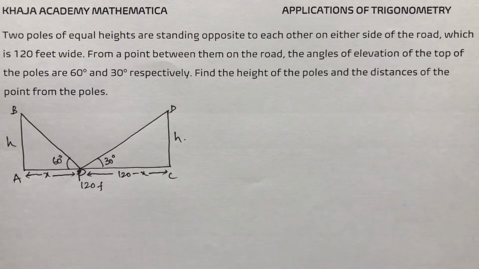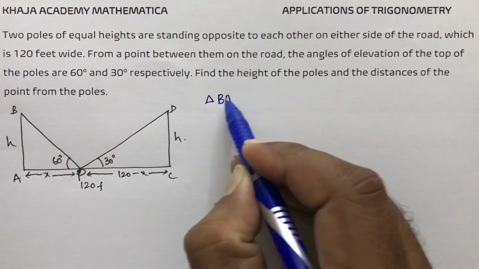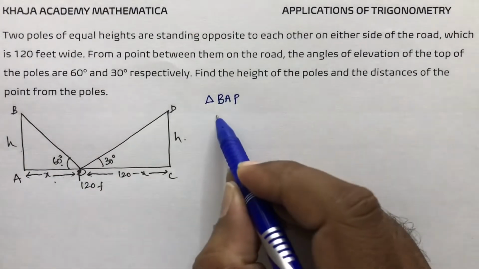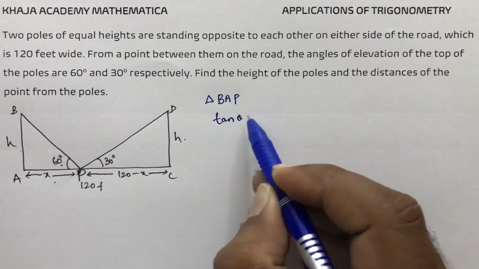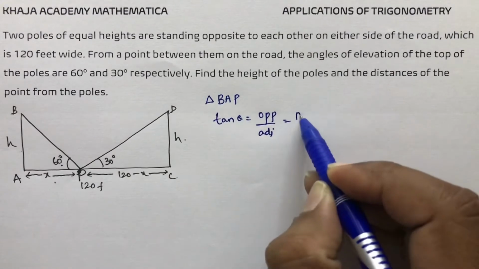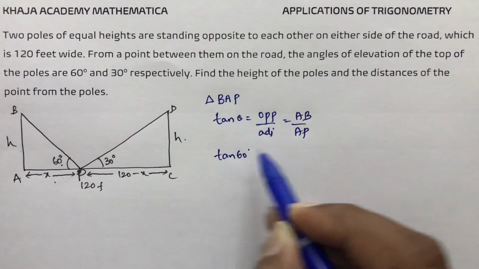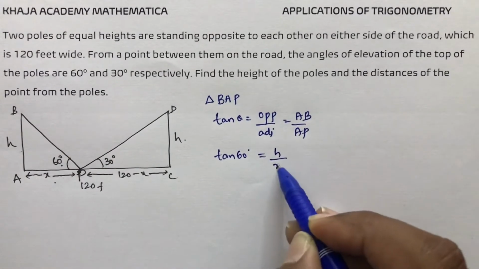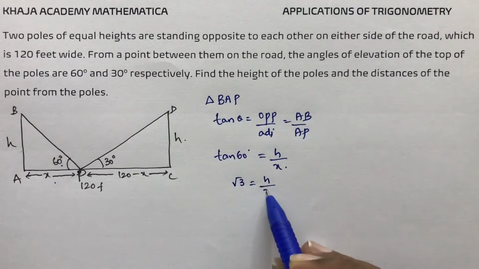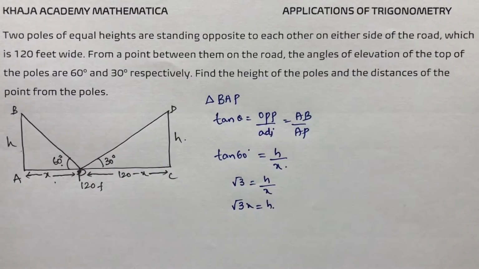Now take the two triangles and try to calculate it. So first take BAP. Triangle BAP. Theta is 60, opposite is H, adjacent is X. So tan theta is opposite by adjacent. Opposite is here AB, adjacent is AP. So tan angle is 60 degrees. Opposite is H, adjacent is X. Tan 60 is root 3 equals H by X. So root 3x equals H. This is one equation.